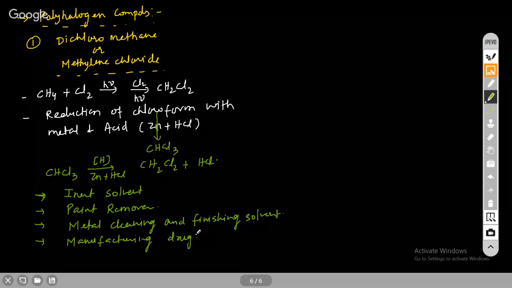Okay, so the next compound you write down is trichloromethane. Trichloromethane is CHCl3, which is chloroform.